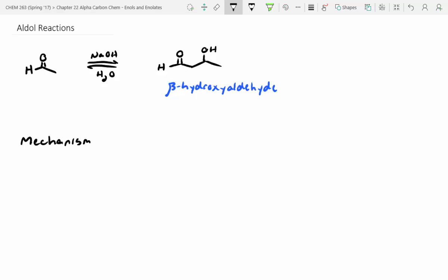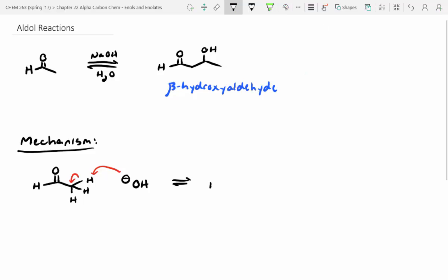The mechanism's pretty intuitive. What do you think the first step's going to be? So do you think the hydroxide is going to attack the carbonyl or deprotonate? Deprotonate. Fastest reaction in chemistry, right? This is under equilibrium conditions. Hydroxide's not the world's best base, but it's good enough to get some of it to form the enolate. So I'm going to draw in these two hydrogens for the time being.